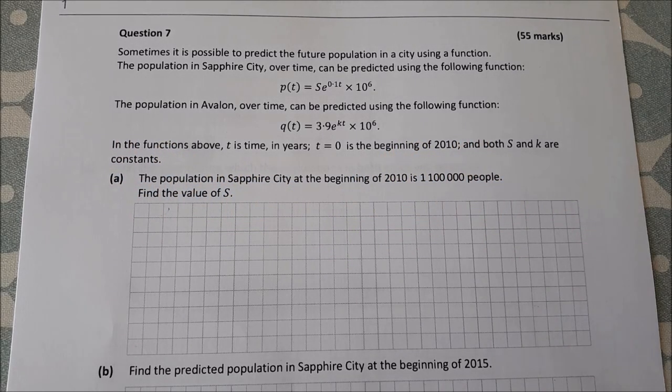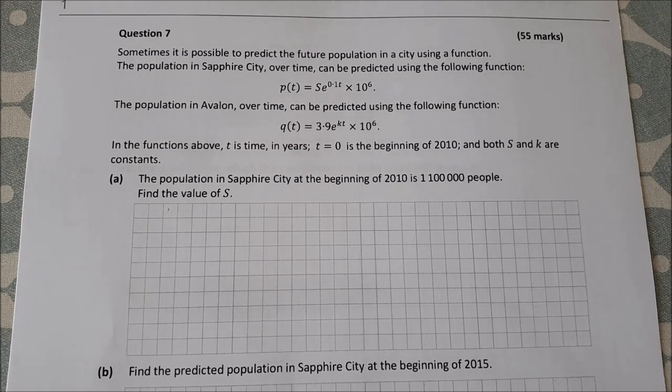Okay, so I'm going to take a look at this question. It's a logs question from the 2017 higher level paper. It's the one with Sapphire City and Avalon City. So you may have seen this question before.